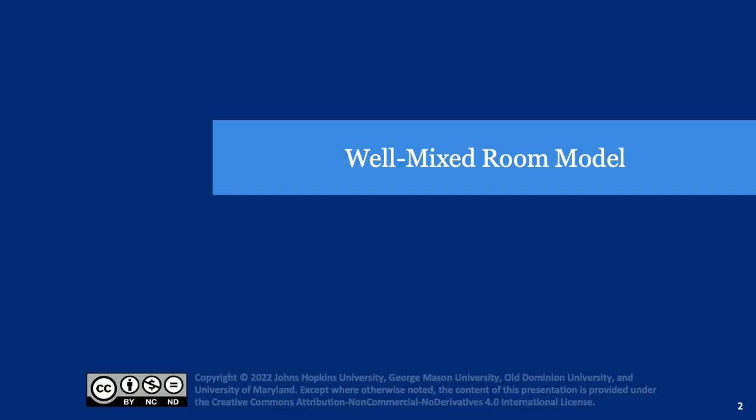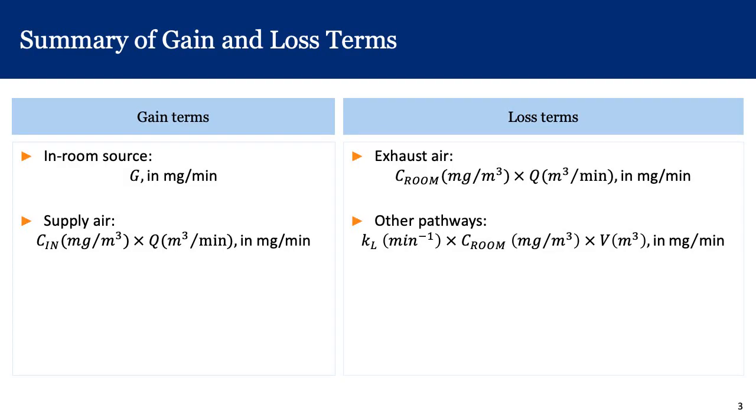Last time, we were in the middle of discussing the well-mixed room model, and we are going to pick up where we left off. To summarize, we had discussed the processes that would cause a gain in the mass of the contaminant in the room air and processes that would cause a loss of the contaminant from the room air. This is just a repeat slide from the previous lecture, but it's a good place to start today.